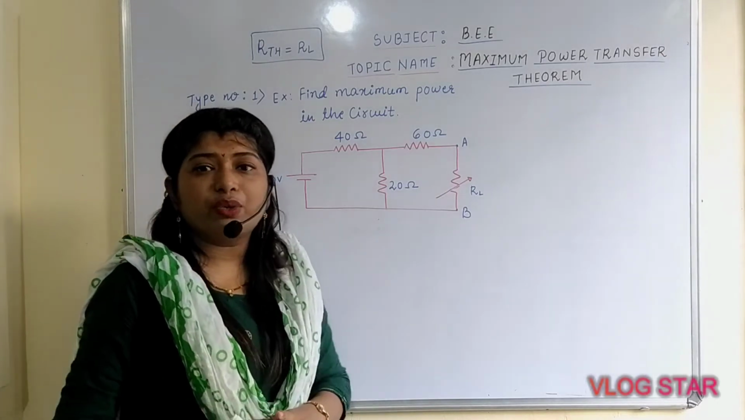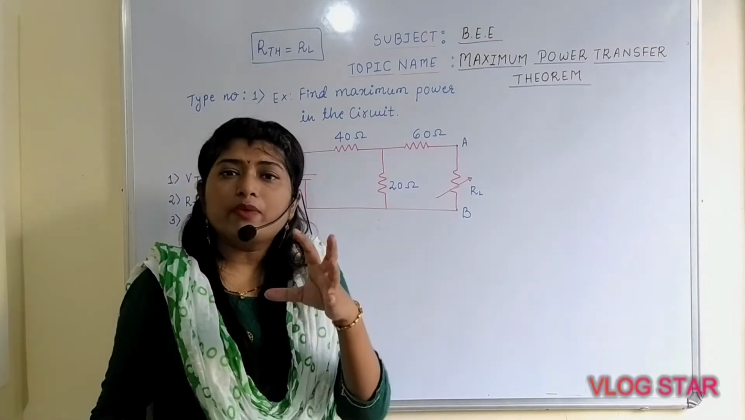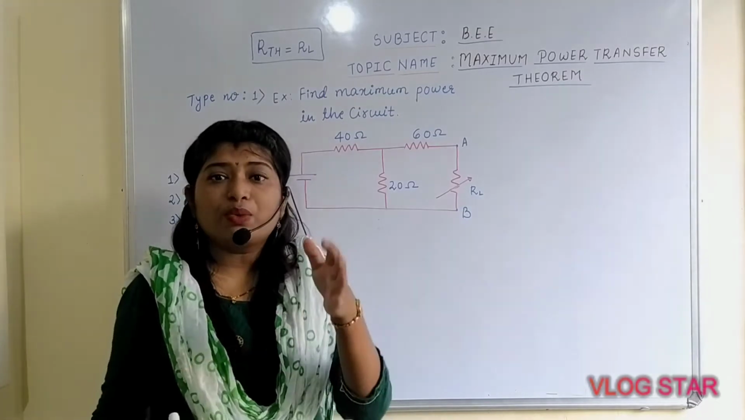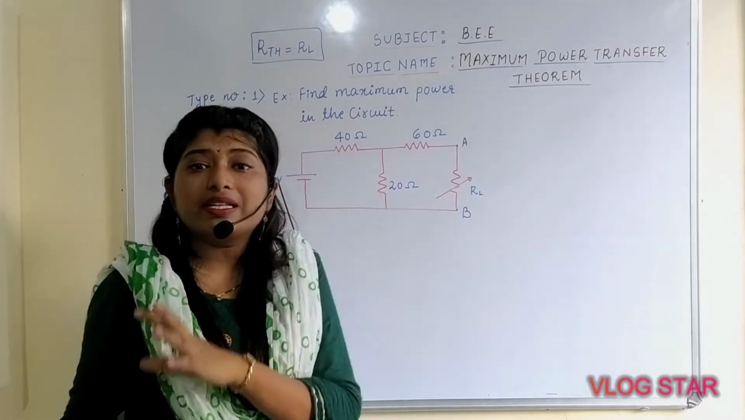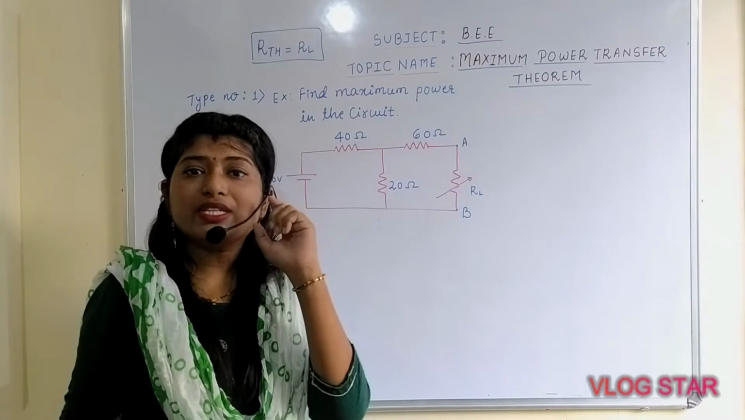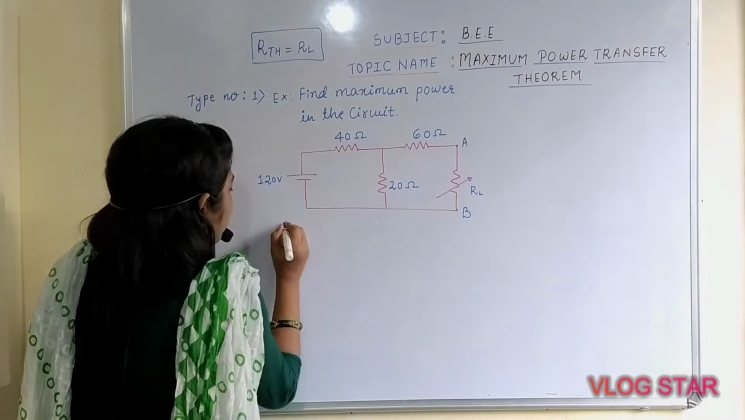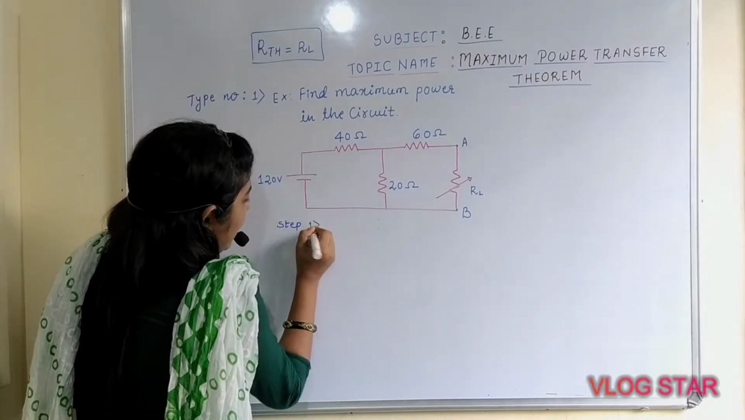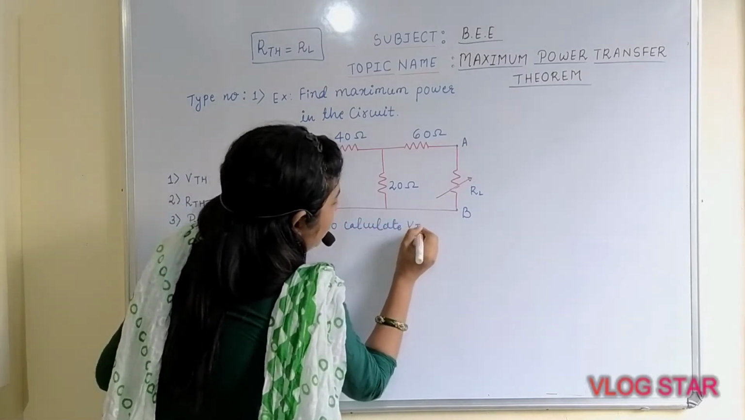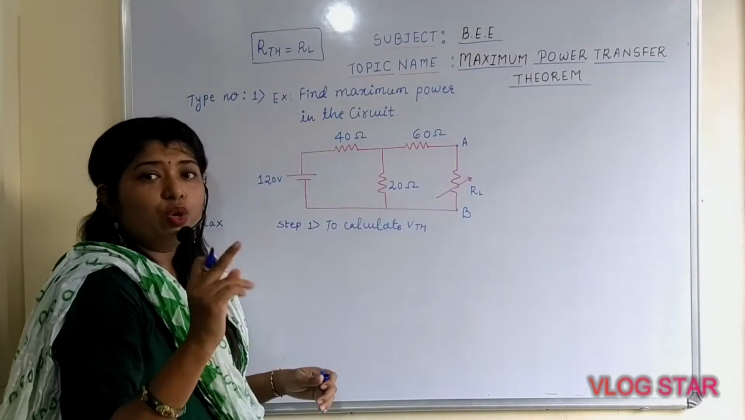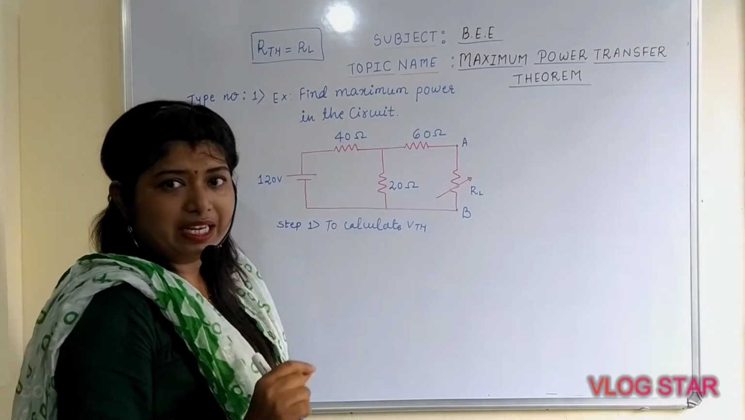What is the procedure to calculate VTH? We already studied it under Thevenin's theorem. First, identify the load resistor. Then replace the load resistor by an open terminal, and across that open terminal calculate VTH. So let's begin with step number 1 to calculate VTH. Replace the load resistor by an open terminal, and across it assign VTH.